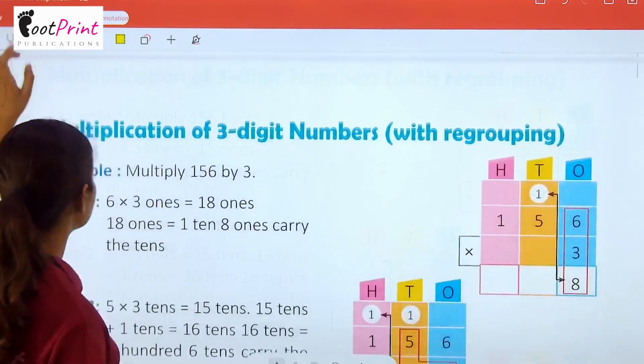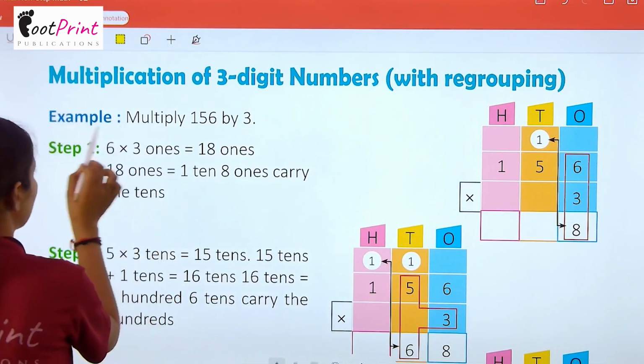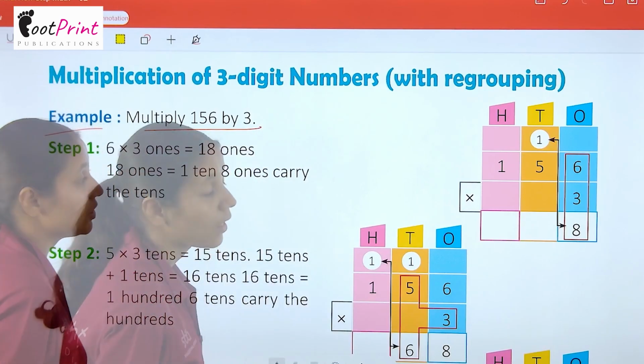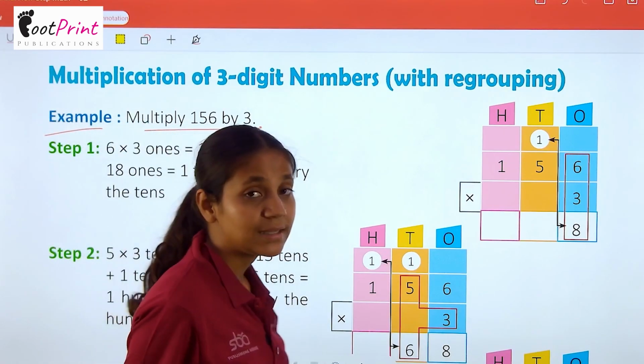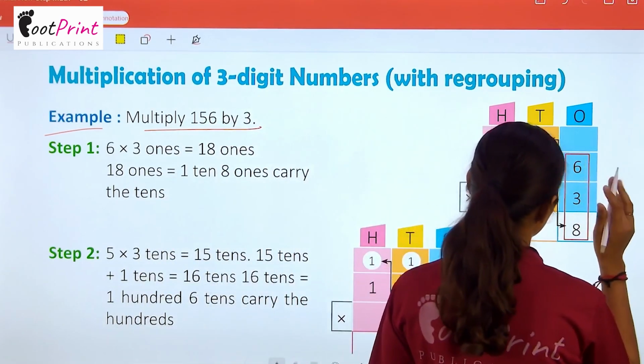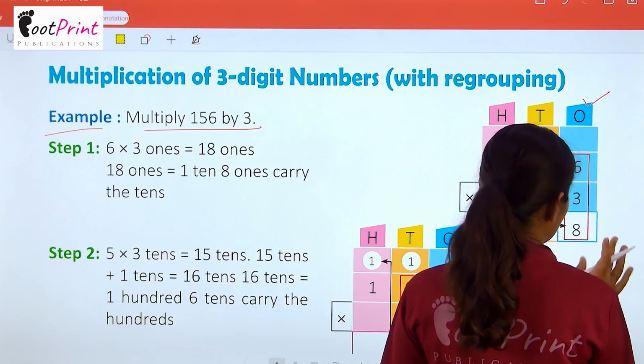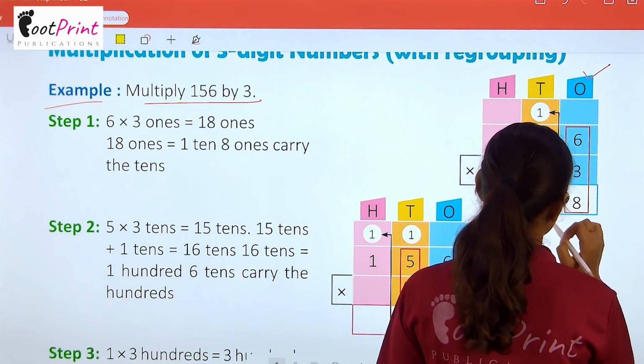Now we have the concept of multiplication of 3-digit numbers with regrouping. The example says multiply 156 by 3. So make a column first, then write the values and then do the calculation. Six into 3: the first step is to multiply at the ones place. 6 into 3 is 18. So 8 is written here and 1 is written here.